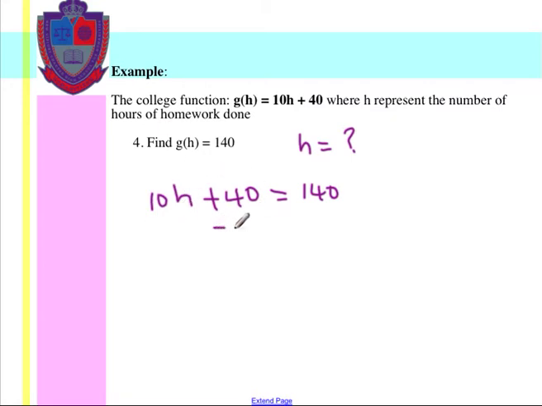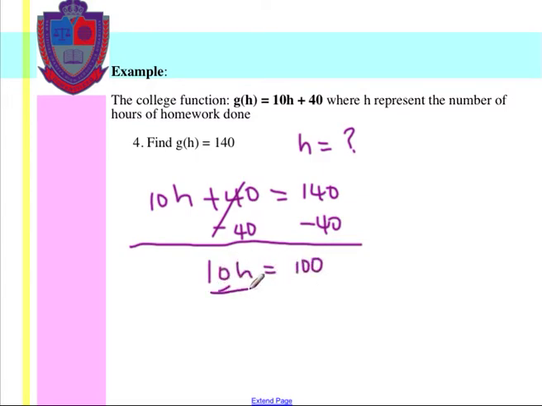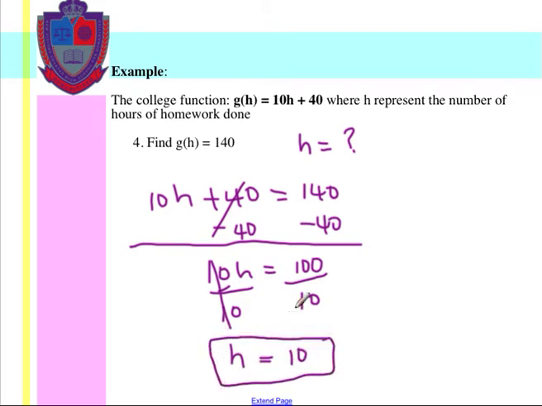So this is a simple two-step equation, minus 40 on both sides. This cancels. 10h is equal to 100. Divide both sides by 10, because remember this is multiplication. This cancels. h is equal to 10, which is what I was looking for. When this person studied 10 hours, they will get 140. If you plug it back in the equation, you can check it really quick. 10 times 10 is 100 plus 40 is 140, what I wanted. Check.